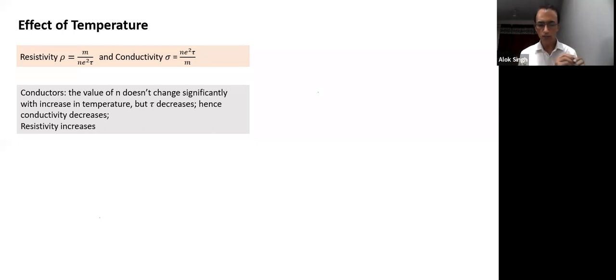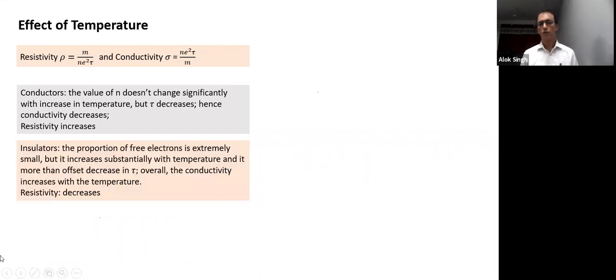If you increase the temperature, resistivity will increase, and since resistance is proportional to resistivity, resistance also will increase with increase in temperature. And in most cases, the relationship is almost linear. What happens in case of an insulator? The proportion of free electrons is extremely small. But since the number is so small, it increases substantially with temperature.